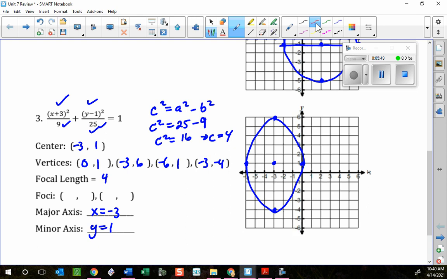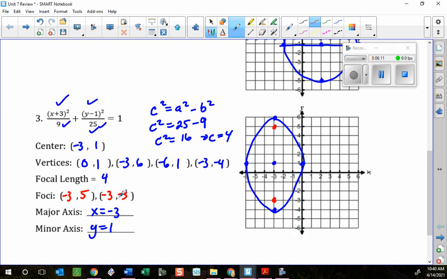So my foci come off of the center. That means I go on the major axis right here. So I go 4 up, 4 down, and there's the foci. So the foci are at negative 3, 5, and also negative 3, negative 3.